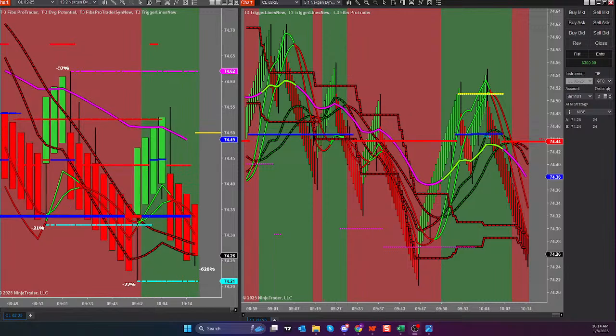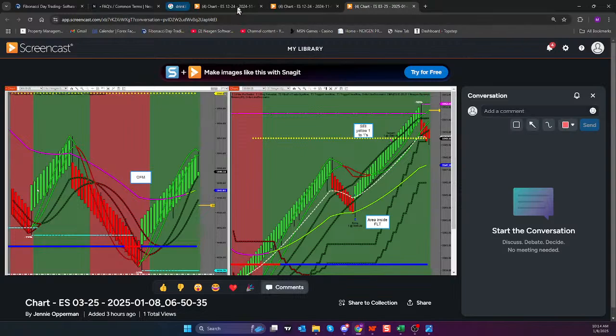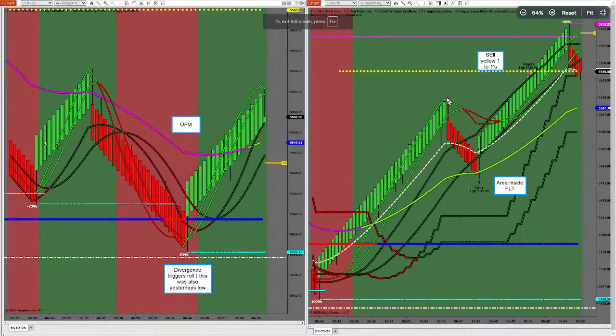If you have questions about somebody else's chart, feel free to ask. It's okay. We're going to start with Miss Jen. She got the first one of the morning in here. And let's see what she did. Jen says, divergence triggers roll. This was also yesterday's low. Look at her. She's adding some extra stuff to it.